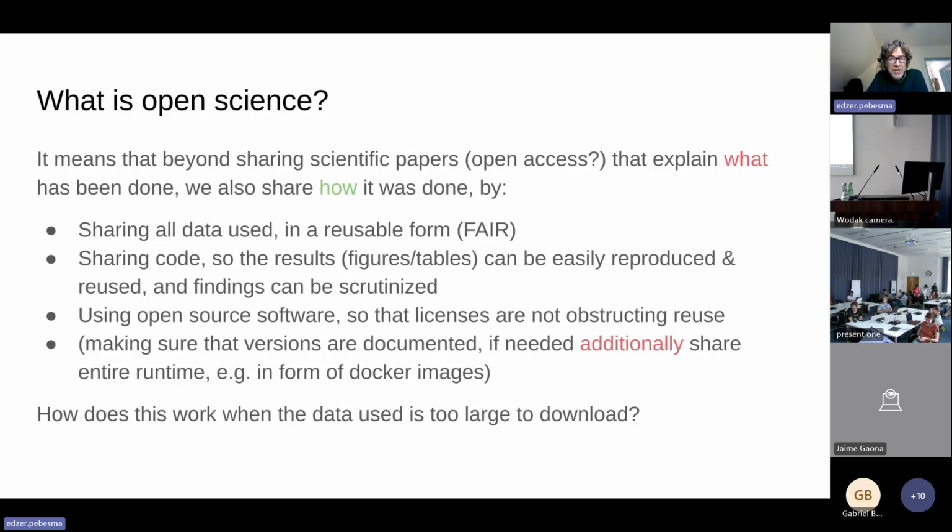And in addition, sometimes you need to make sure that versions of software are all documented and guaranteed. And it can be convenient, it can be a good idea sometimes to additionally share also entire runtimes. That means virtual machines, for instance, Docker images, that contain the entire software stack that you used in order to make sure that in 2 years' time, software evolves and that things done with the new software are not identical. Then you have something to fall back on.